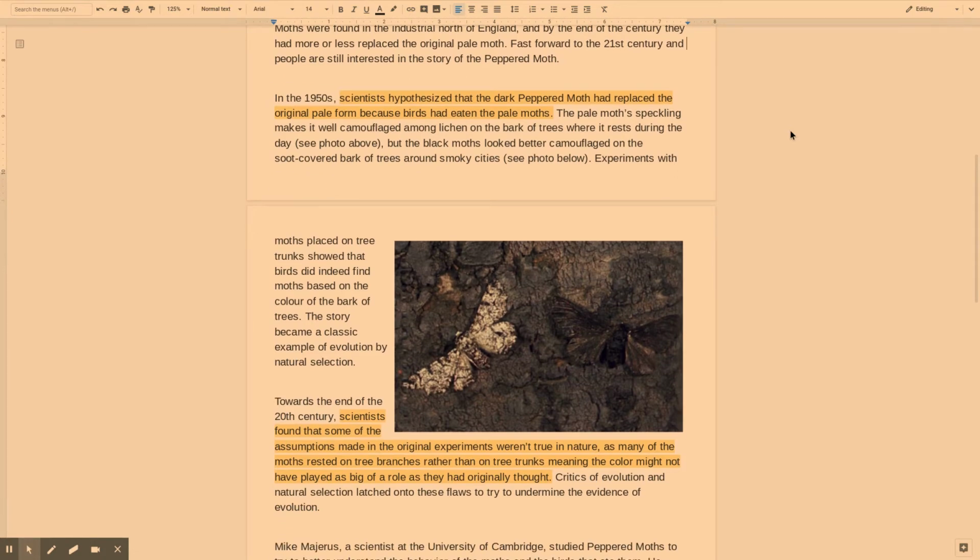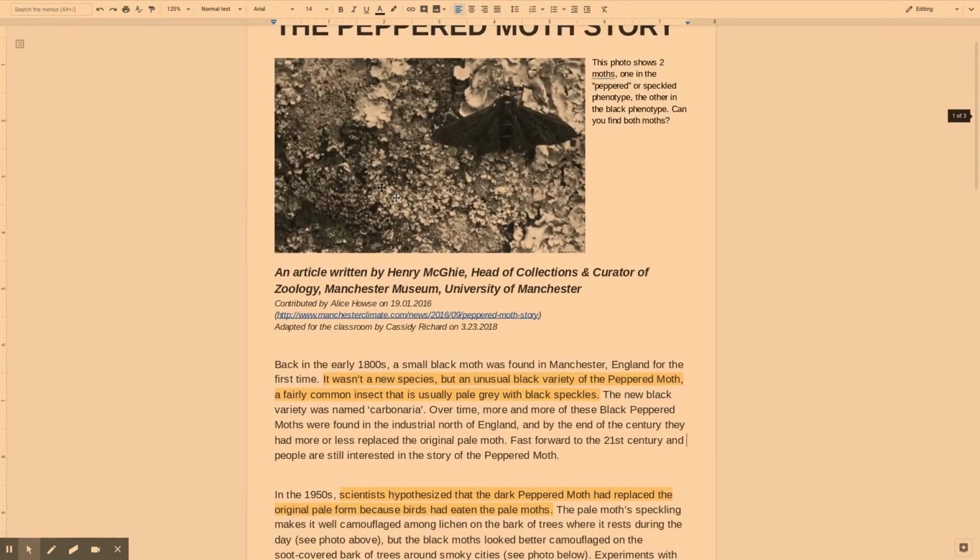In the 1950s, scientists hypothesized that the dark peppered moth had replaced the original pale form because birds had eaten the pale moths. Remember, this is just like we were talking about with the moths around my porch. You would eat the ones that you can see, and not eat the ones that you can't see. The pale moth's speckling makes it well camouflaged among lichen on the bark of trees where it rests during the day, like in this photo here.